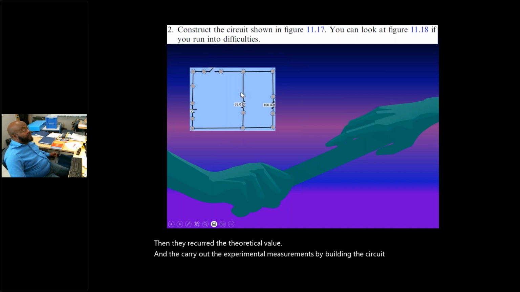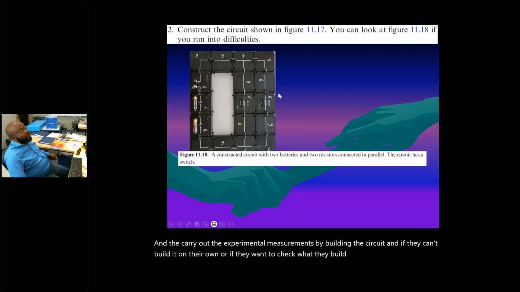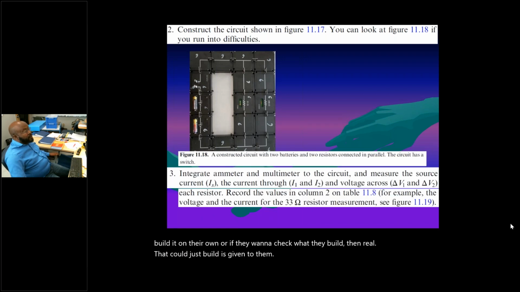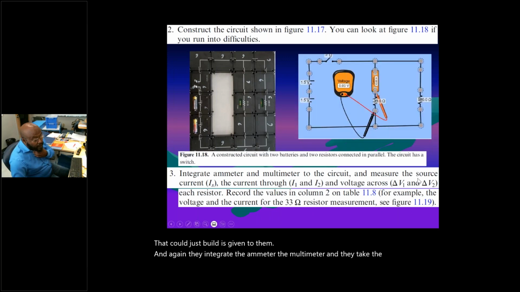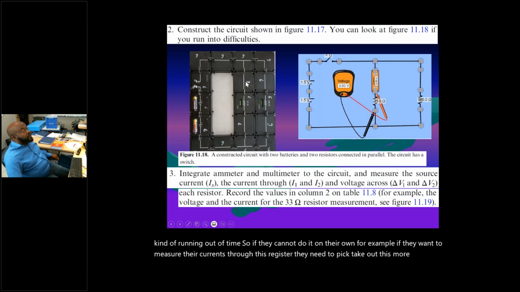And if they can't build it on their own, or if they want to check what they built, then a real circuit that's built is given to them. And again, they integrate the ammeter, the multimeter, and they take the measurement. So I'm kind of running out of time. If they cannot do it on their own, for example, if they want to measure the current through this resistor, they need to take out this block and integrate the ammeter there.